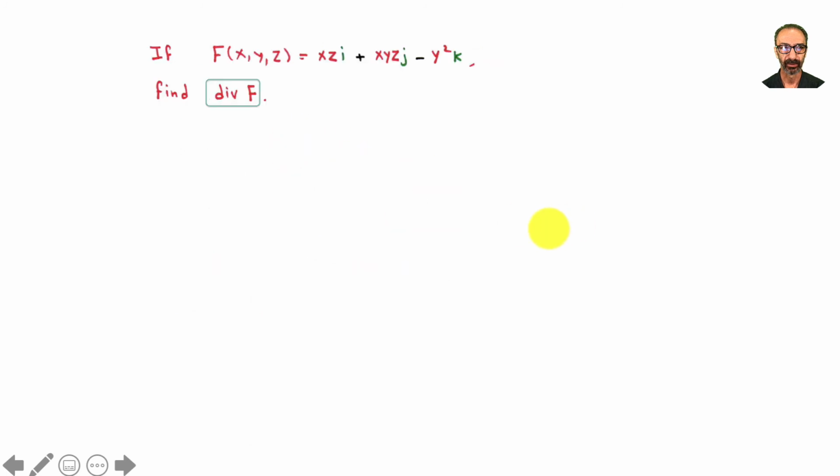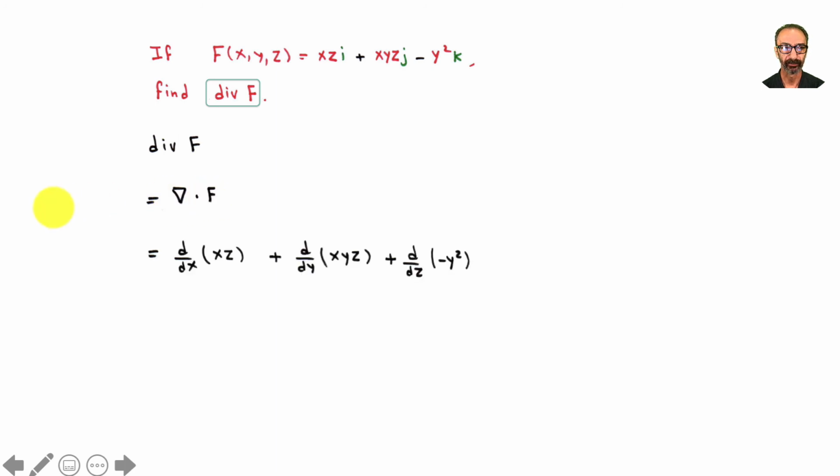So here we go. Just a quick example. To find the divergence of F, all we need to do is the dot product between the del and the vector field. d/dx of the first component, d/dy of the second component, d/dz of the third component. The derivative of this with respect to x will be z. Derivative of this with respect to y will be xz. Derivative with respect to z, it doesn't have a z in it, so it's a 0. And that is the final answer.